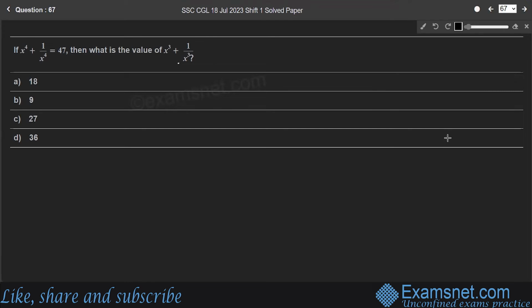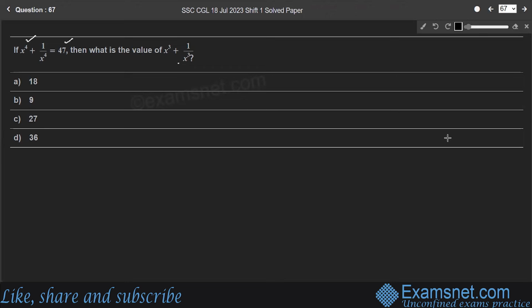Question 67. If x raised to 4 plus 1 by x raised to 4 is equal to 47, then what is the value of x cube plus 1 by x cube? Here, students, we are using the simple concept of reducing the powers, right? So, how to reduce the powers in an expression?